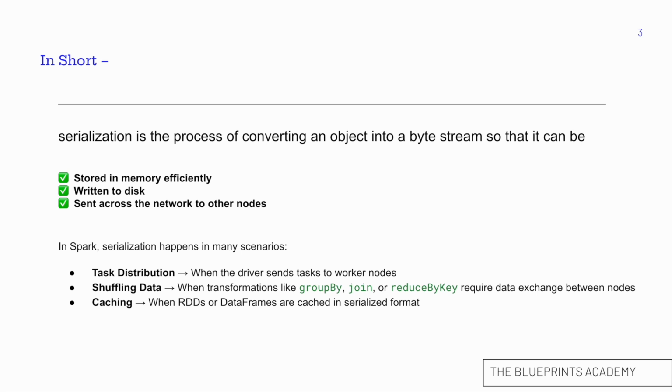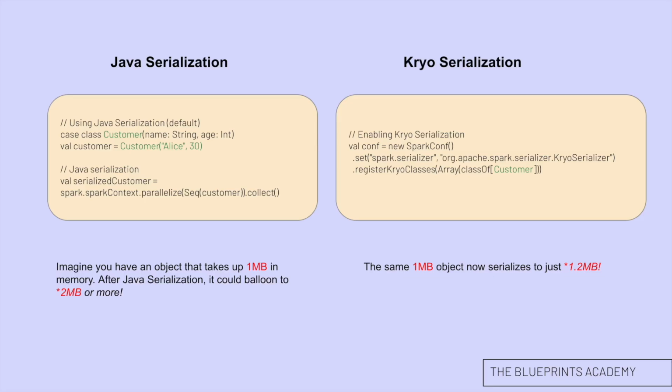Another place where serialization happens in Spark is caching. When RDDs or DataFrames are cached, they are cached in a serialized form, not raw. Basically, we have primarily two kinds of serialization techniques in Spark: Java serialization and Kryo serialization. On the left side you can see Java serialization, which is the default serialization that comes with Spark. If you don't touch serialization in Spark, Spark will do Java serialization for you.